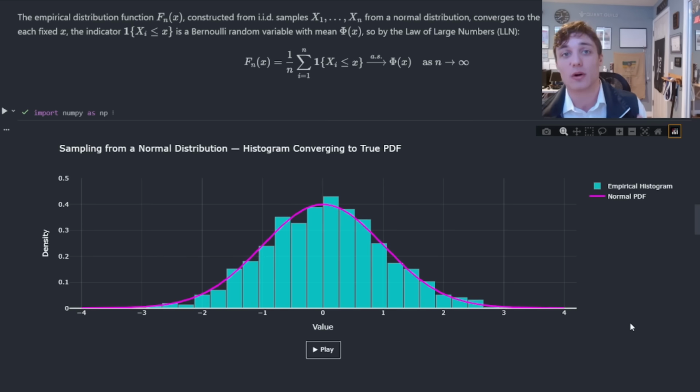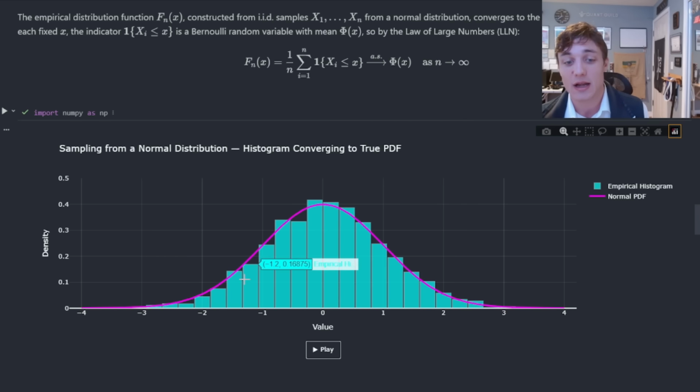This doesn't just work for mean and variance. If you wanted to determine the probability of a specific event based on one or multiple random variables, you could just use an indicator function and the law of large numbers to estimate the probability of that event occurring. And we use that idea here to prove that this empirical distribution will in fact converge to the theoretical one.